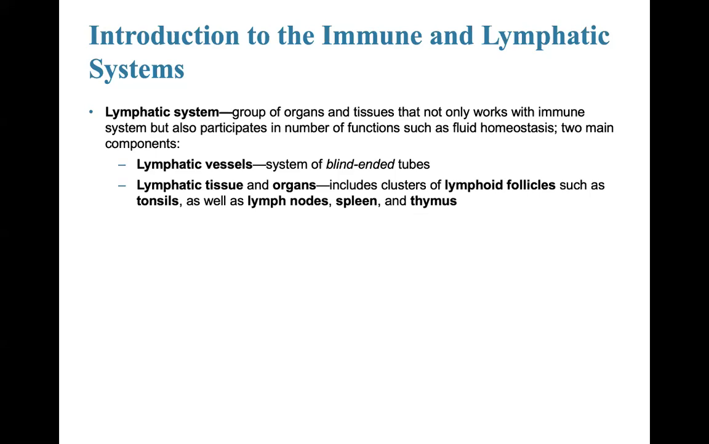The lymphatic system, on the other hand, is a group of organs and tissues that not only works with the immune system, but also participates in a number of functions, such as fluid homeostasis. And there are two main components to this system as well. The lymphatic vessels are a system of blind-ended tubes, and then the lymphatic tissue or organs, which include clusters of lymphoid follicles such as tonsils, as well as your lymph nodes, spleen, and thymus. And we talked about the spleen with the blood chapter with red blood cells, as this is the graveyard for where those red blood cells eventually end up.